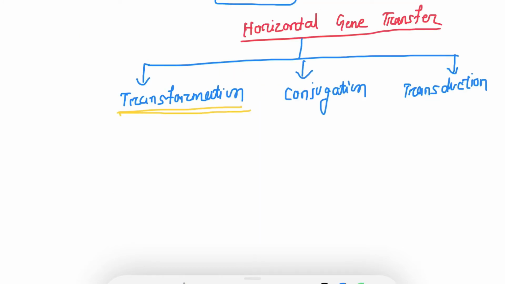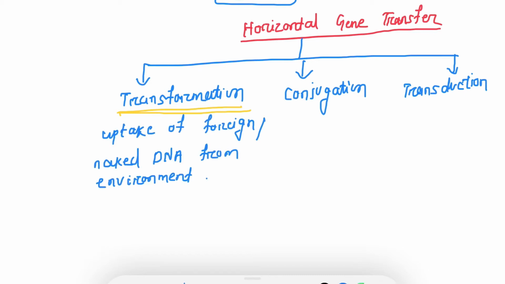So let's see, what is transformation? Transformation is defined as the uptake of foreign DNA from the environment. Here the DNA from the environment is taken up directly by the bacteria, and that is called transformation. Let's say this one is a bacterium and it has a double stranded circular chromosome, and this bacterium will take up foreign DNA from the environment. Okay, this is the foreign DNA.